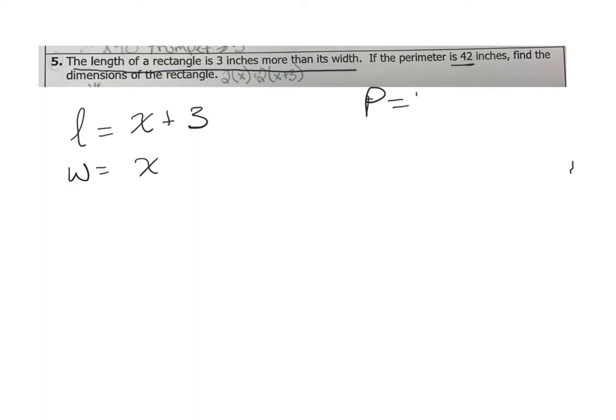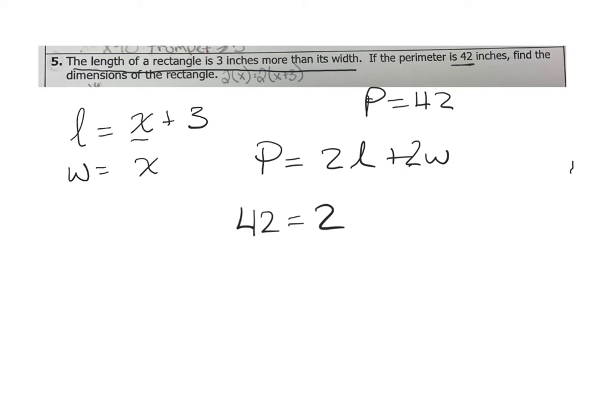So P equals 42. Remember, you had your equation, perimeter equals 2 lengths plus 2 widths. So we can go ahead and fill that in. We know P is 42. Then we're going to take 2 times our length, which we defined as x plus 3. And then 2 widths would be 2 times x. So now we're going to simplify that, right?